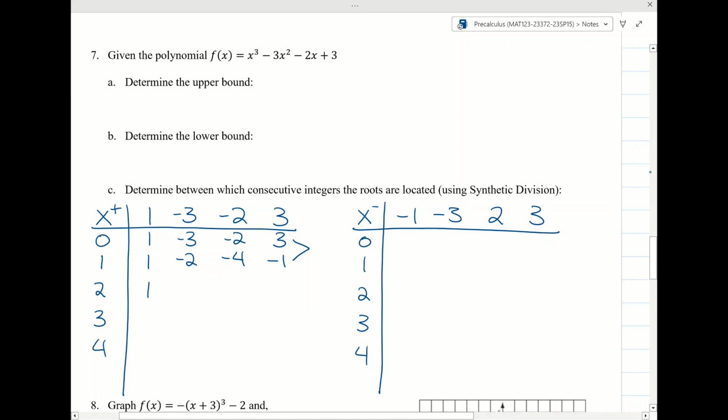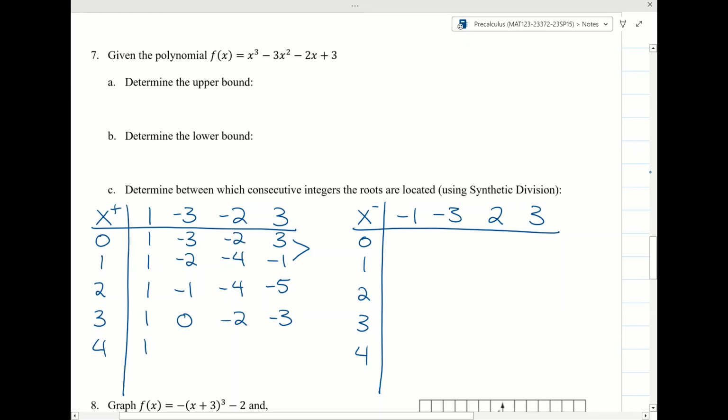Bring down the 1. 1 times 2 is 2 plus the -3. -2 plus -2 is -4. -8 plus 3 is -5. Numbers are still changing. Looks like we're waiting for that -3 to go positive. Bring down the 1, times 3 is 0. This would be -2, -6. So remember, 0 doesn't count. We have negative numbers anyway. So let's keep going with the 4.